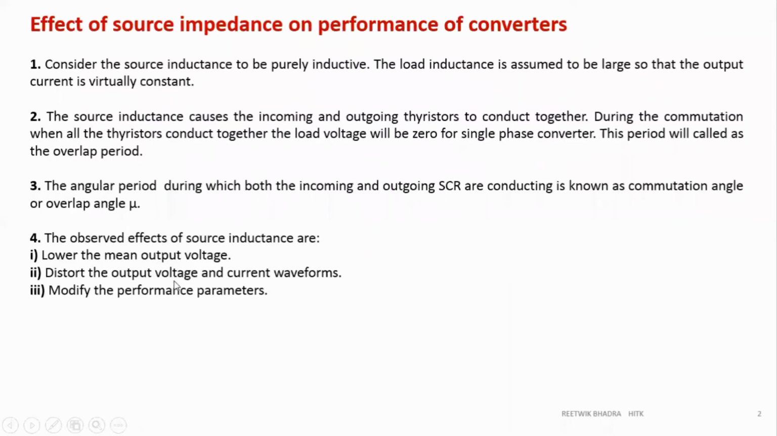So that's the first point. Second, it distorts the output voltage and current waveforms. As I told you, at some point the voltage will be zero. What does zero voltage or zero current indicate? That means it goes into discontinuous nature. So that's why it is said that it distorts the output voltage and current waveforms. And if your output voltage and current waveforms change, your average, RMS, everything will change. So it will modify the performance parameters.